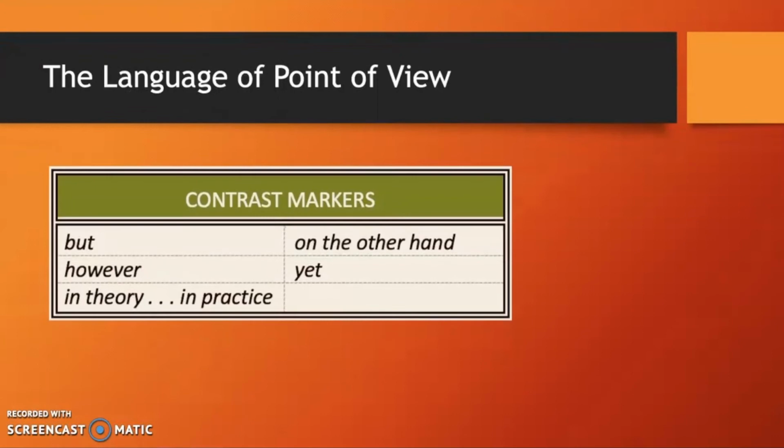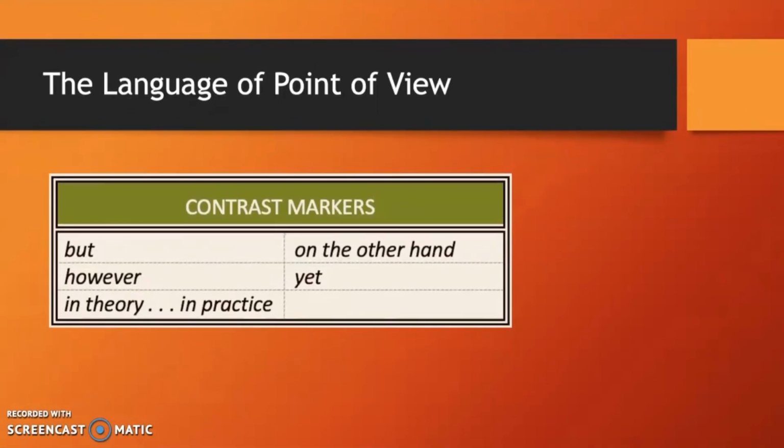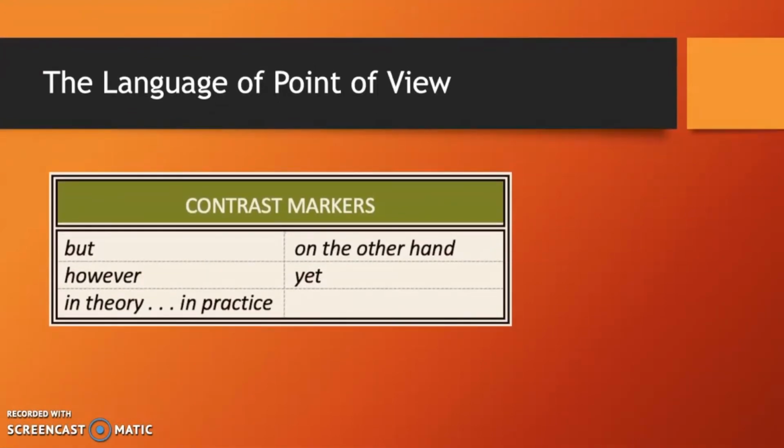Other words that are important to know would be contrast markers. After the writer has given a common view that a lot of people believe, the writer might contrast that view with a different view that the writer believes is true. Contrast words like "but" or "however" are used quite often to show that the writer is now going to give a different point of view.